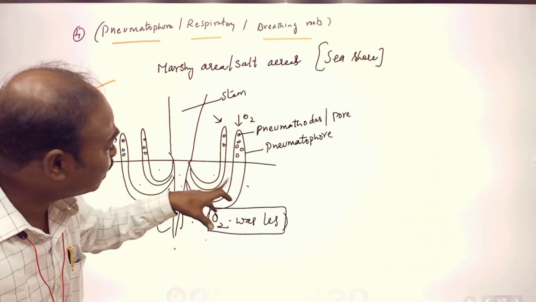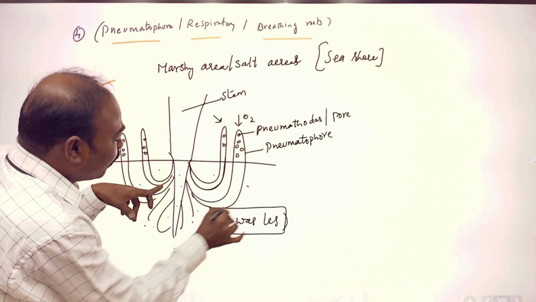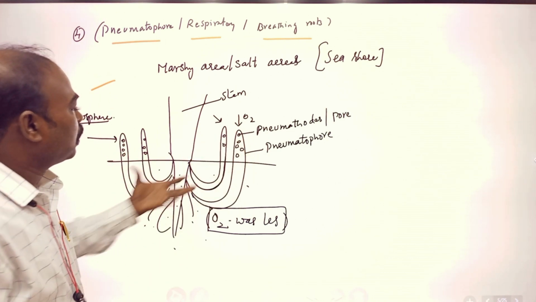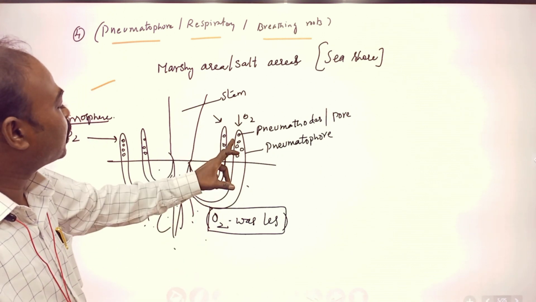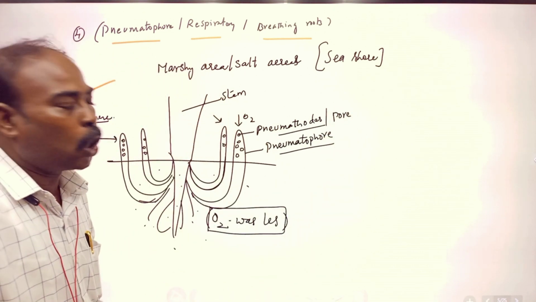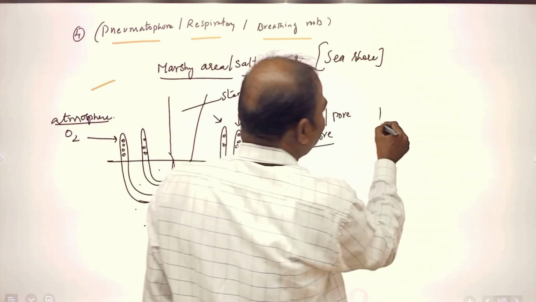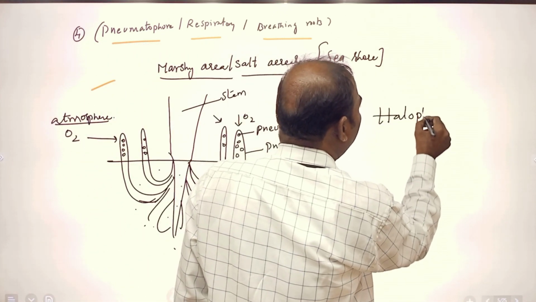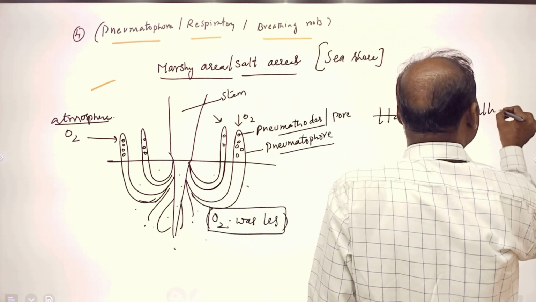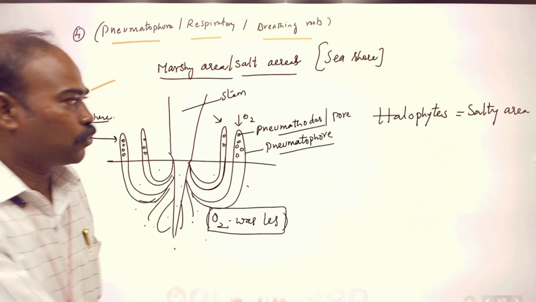So to get much more oxygen, some specialized roots grow obliquely upwards, and having small pores, they grasp oxygen. Hence these specialized roots are called pneumatophores. The pores are called pneumathodes. These are found in marshy or salt areas. These plants are otherwise called halophytes. The plants which grow in salty area or salty soil are said to be halophytes.